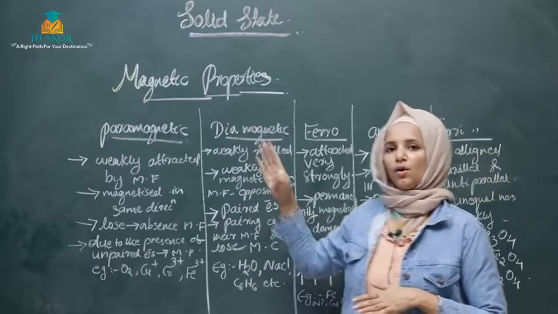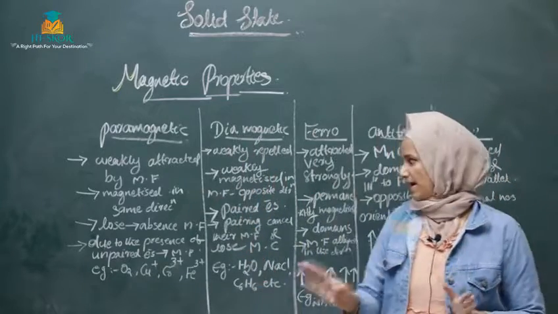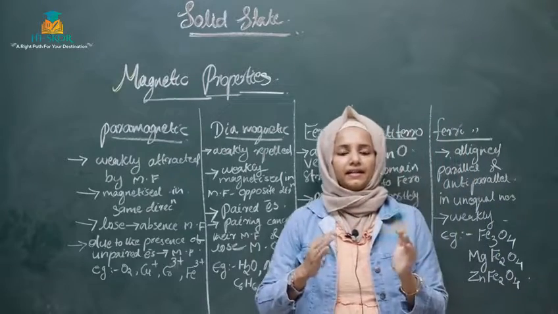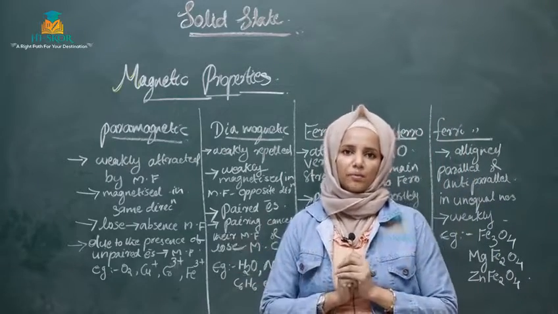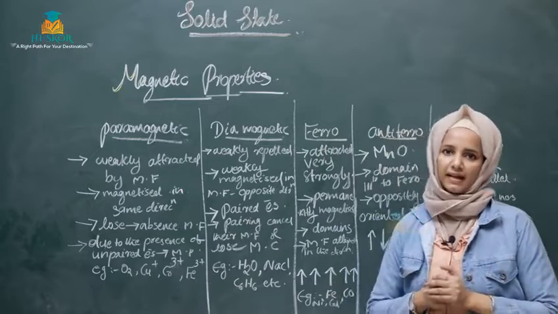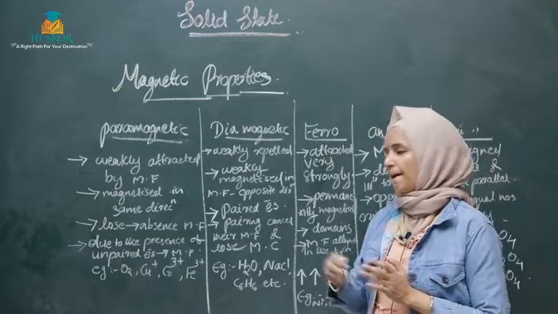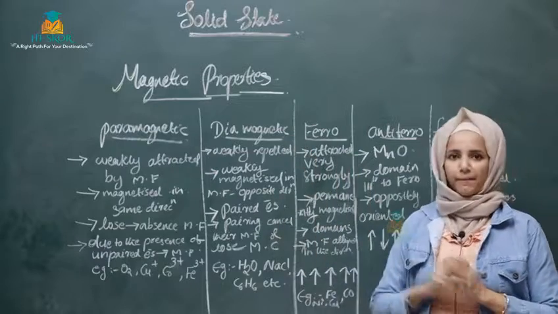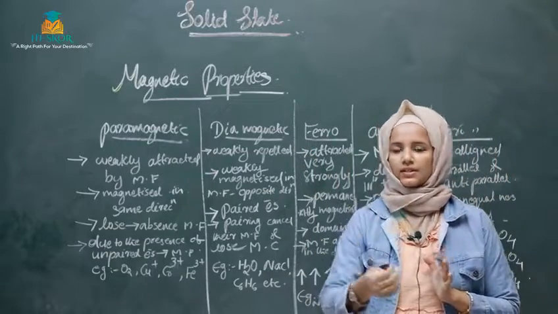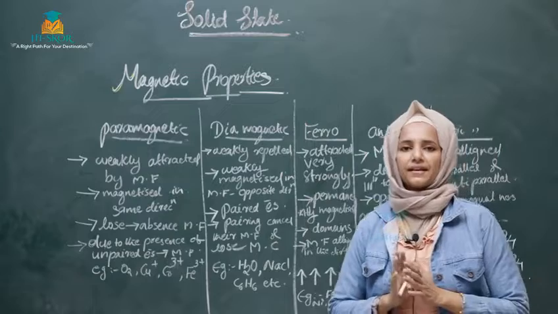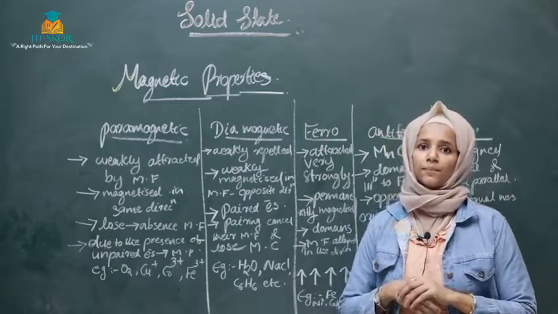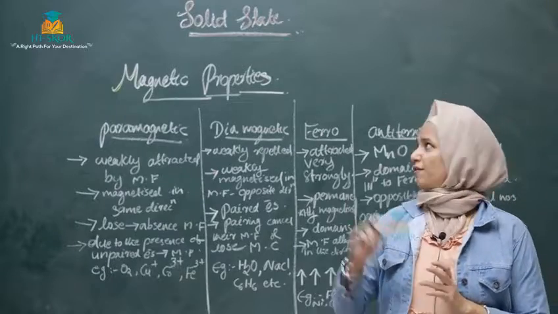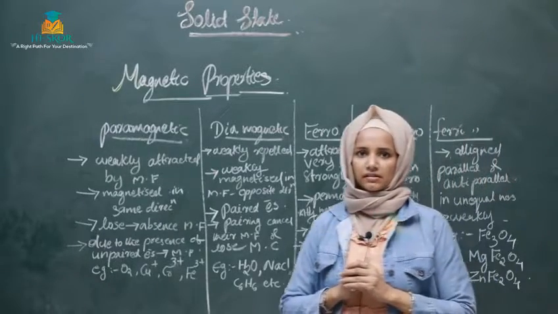So all electrons are paired, there are no unpaired electrons. Pairing cancels their magnetic moment and they lose their magnetic effect, or their magnetic character. So that's all about diamagnetic substances. Examples: you can see lots of examples, that is NaCl, H2O, benzene, etc. Then the third type is ferromagnetic substances.